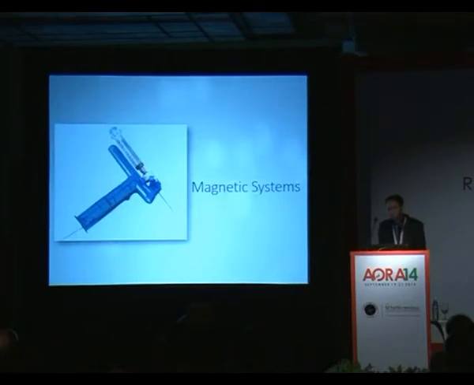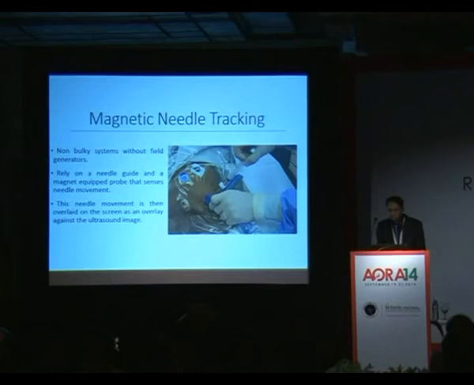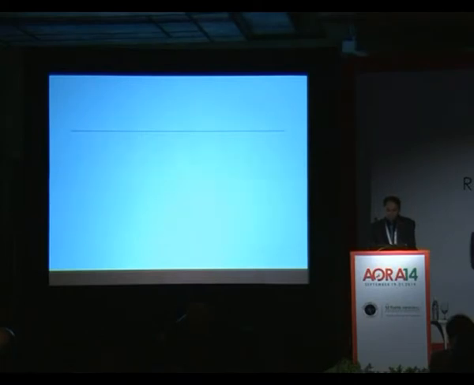The next system would be something called magnetic systems. So, magnetic needle tracking. Again, this is similar to the images you saw, but it does not have the electromagnetic field generator. It only needs a needle guide with a magnet, and the probe has magnetic sensors which determine where the needle actually is.